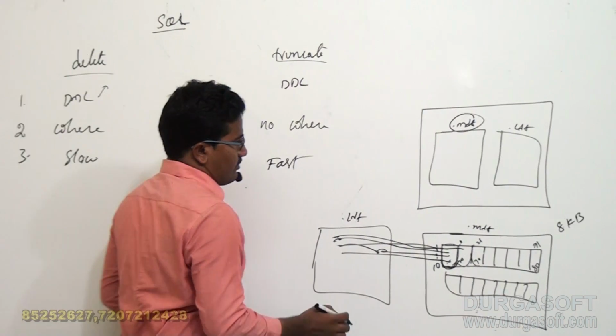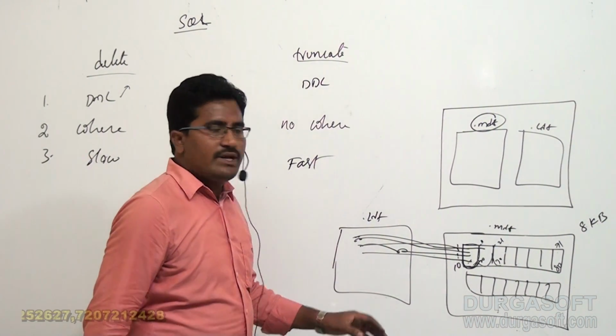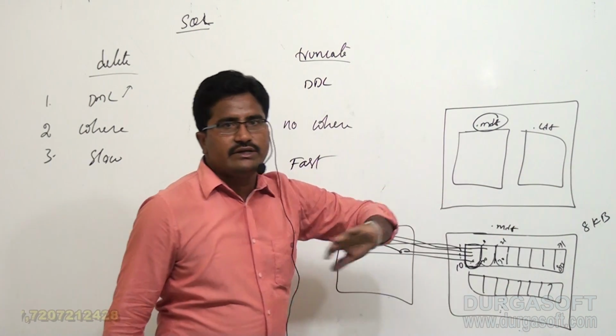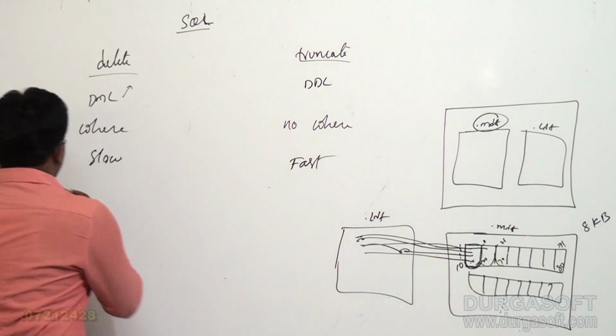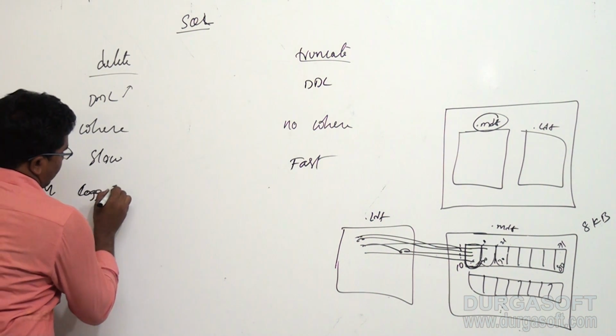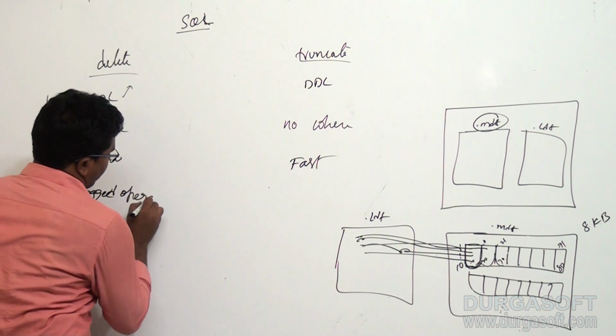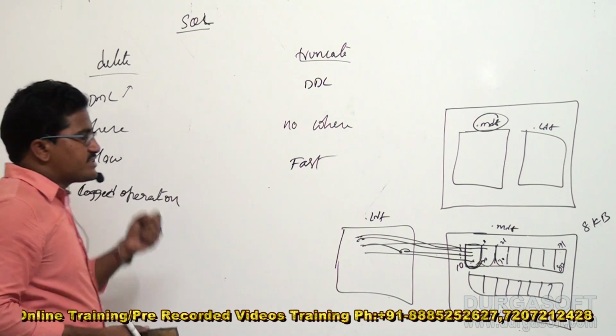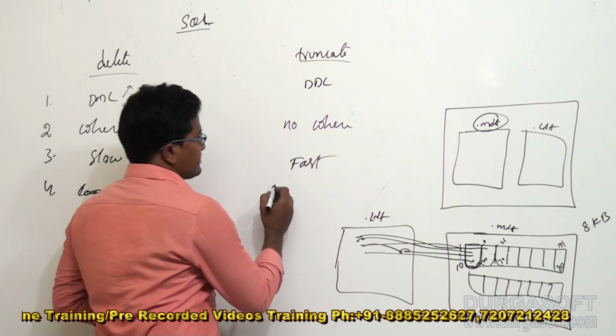So we'll see one more example. In the delete case, what is happening? It is taking the log data, right? Storing the log data. In truncate, it doesn't take the log data. So we can say that delete is a logged operation because it is taking the log information. Truncate is not a logged operation.